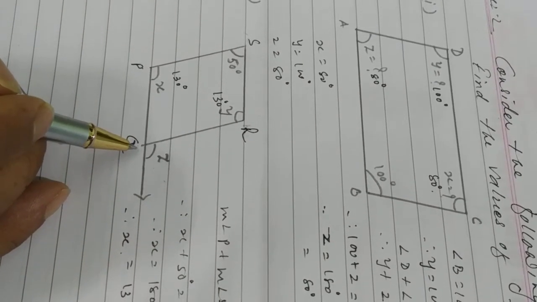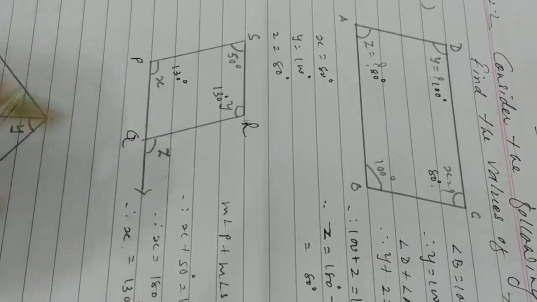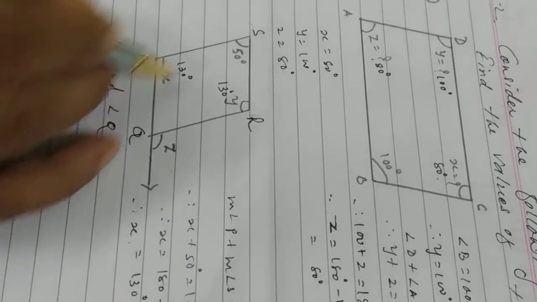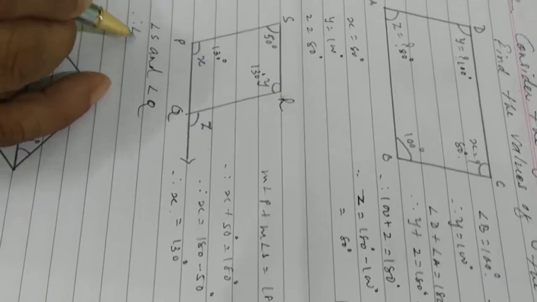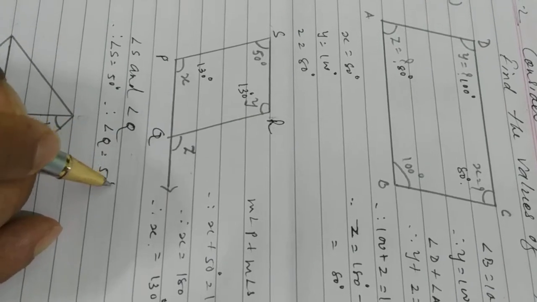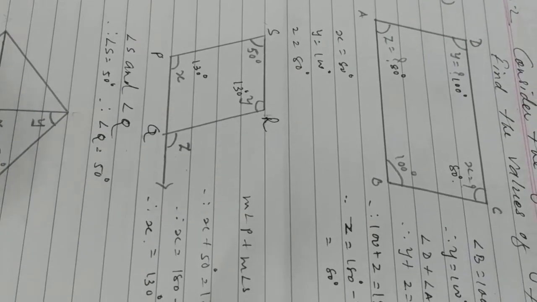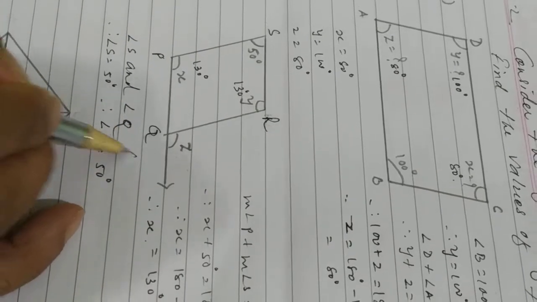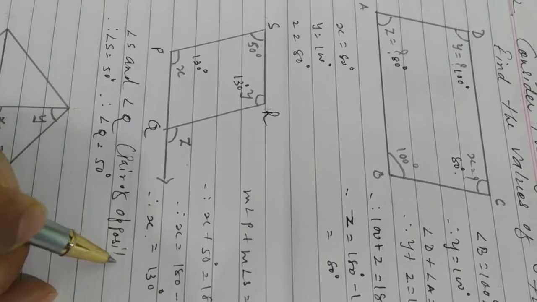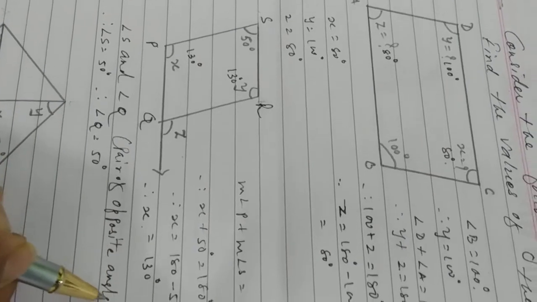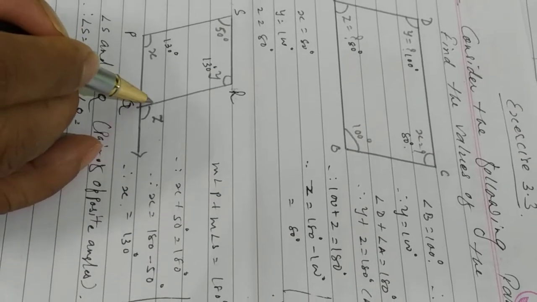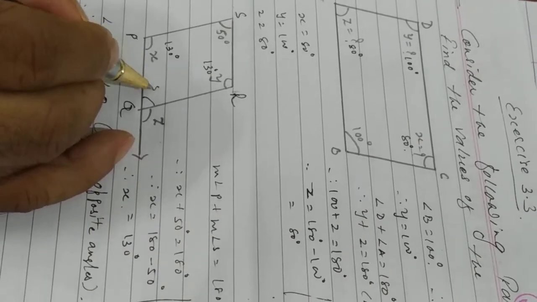Now for z, it is the exterior angle over here. See in it, angle S and angle Q are opposites, right? So therefore angle S is equal to 50 degrees, therefore angle Q is equal to 50 degrees, right? Why is it? Because it's a pair of opposite angles. Now angle Q is how many degrees? 50 degrees.